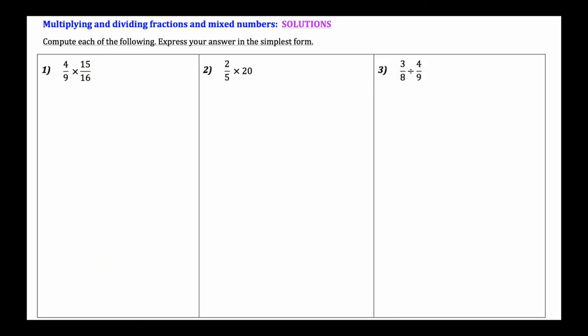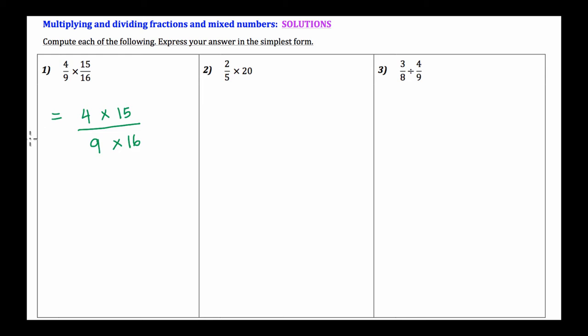Let's solve the first problem. We have to multiply 4/9 times 15/16. So the way you multiply fractions is by multiplying the numerator by the numerator and the denominator by the denominator. I like to simplify by cross cancelling before I actually multiply these numbers.